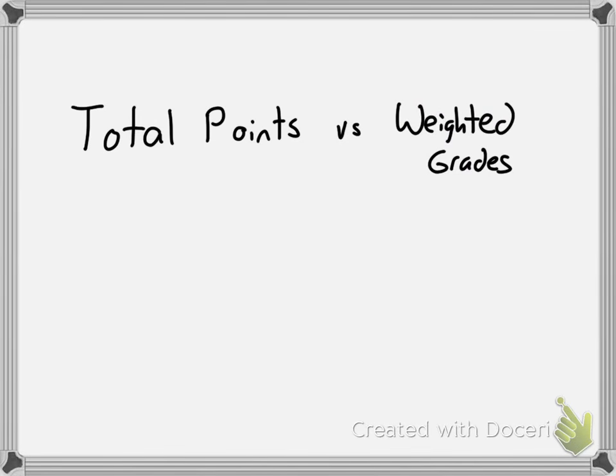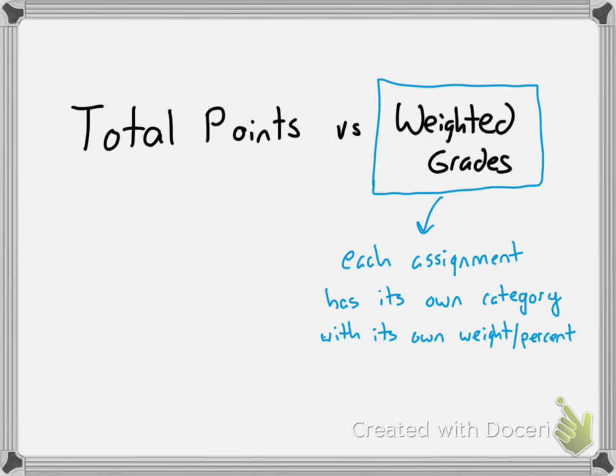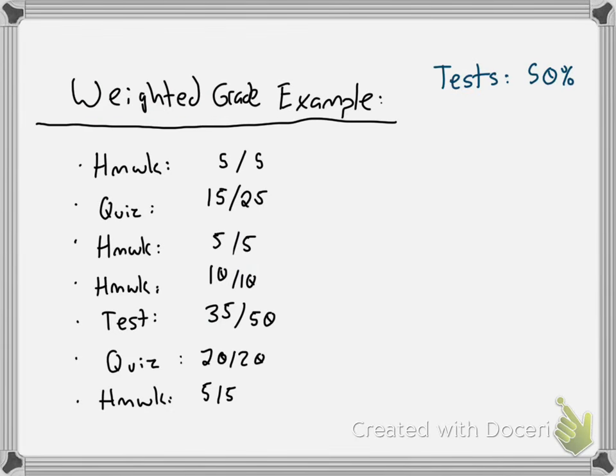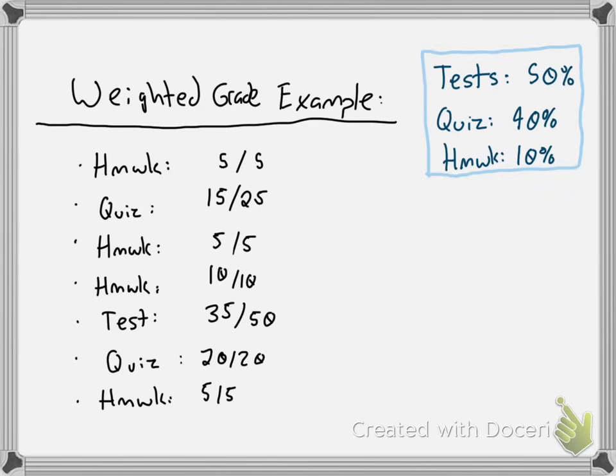So let's compare that with weighted grades. That means that each assignment goes into its own category that has its own assigned weight or percent that's set at the beginning of the year. So in the same class, let's say instead of total points, my grade is going to be calculated off of a weighted grading scale. And let's say it's going to go off of tests being 50%, quizzes 40%, and homework 10%. How my grade would be calculated now is like this.